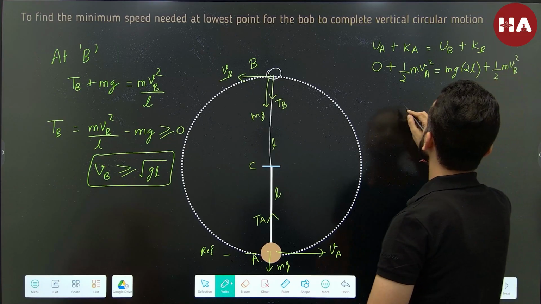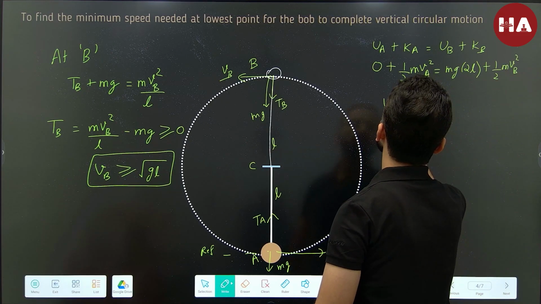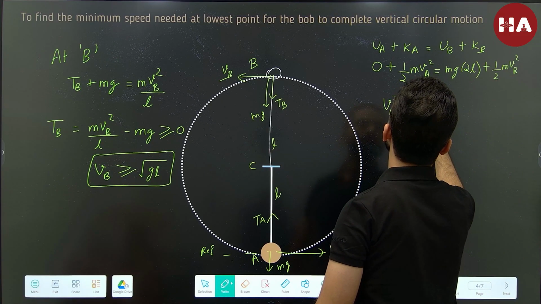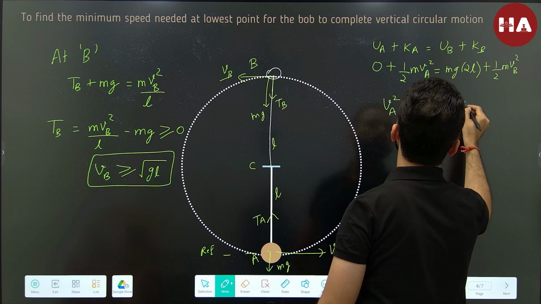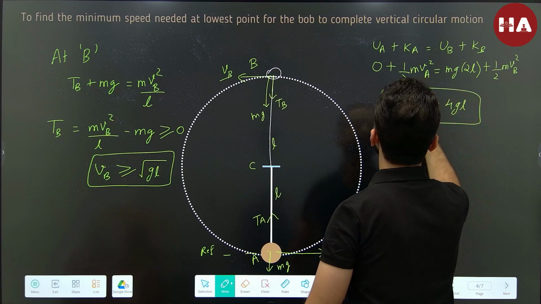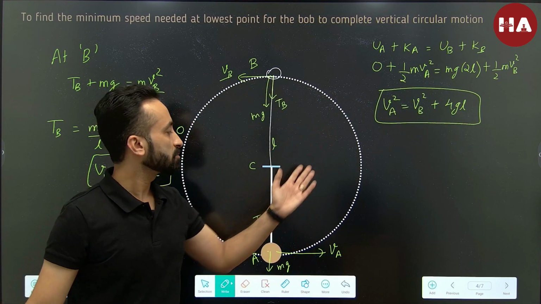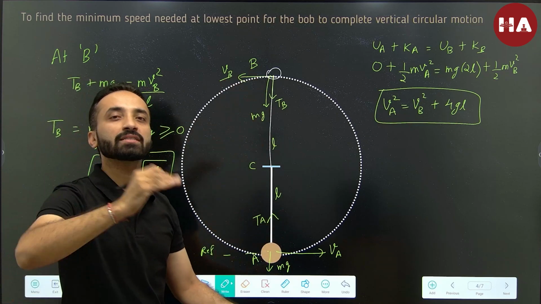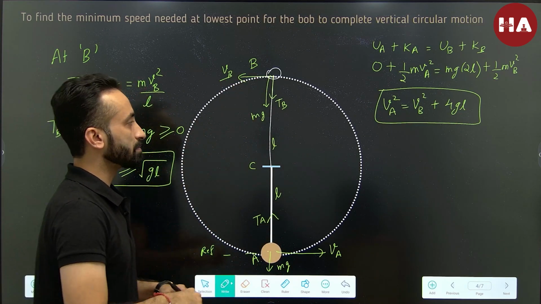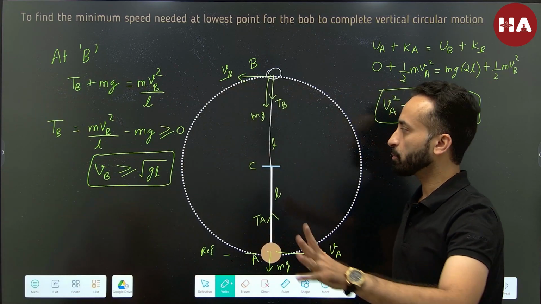So this gives us an equation: VA square is equal to VB square plus 4GL. This is the equation governing the speeds at A and B, relating the speeds at A and B. I hope you were able to understand.